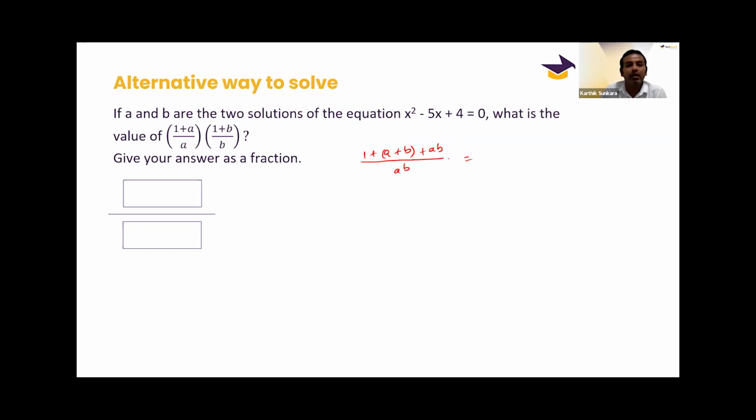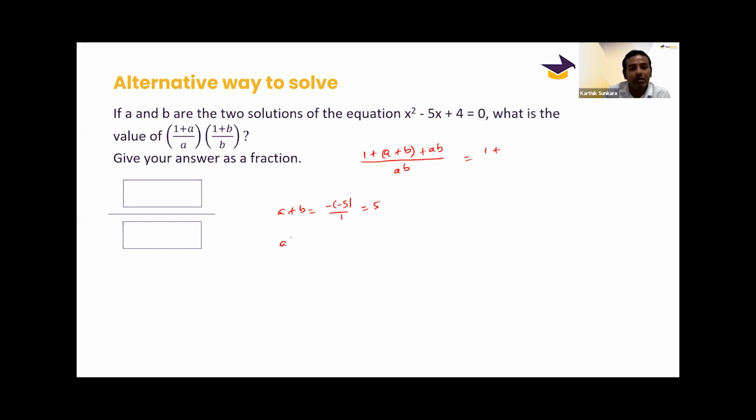Right? So now, what are A and B? A and B are the two solutions. They are also called roots. So A plus B is nothing but the sum of the roots. What is the sum of the roots formula? Sum of the roots is minus b upon a, which is minus of minus 5 upon 1, which is 5.